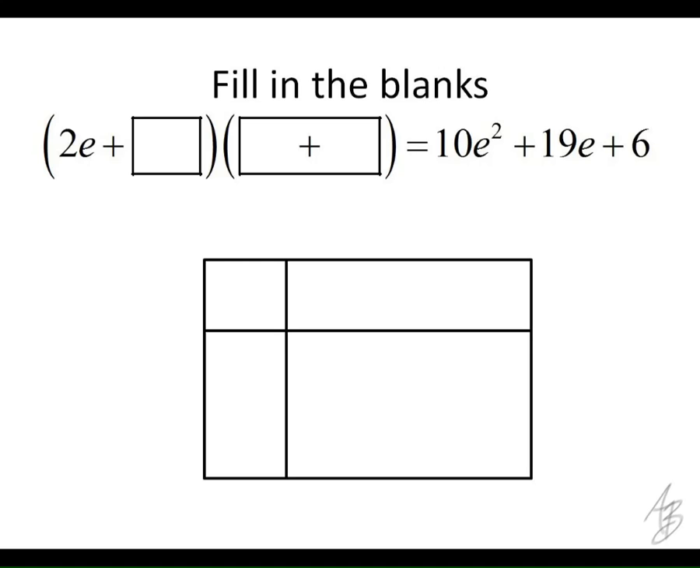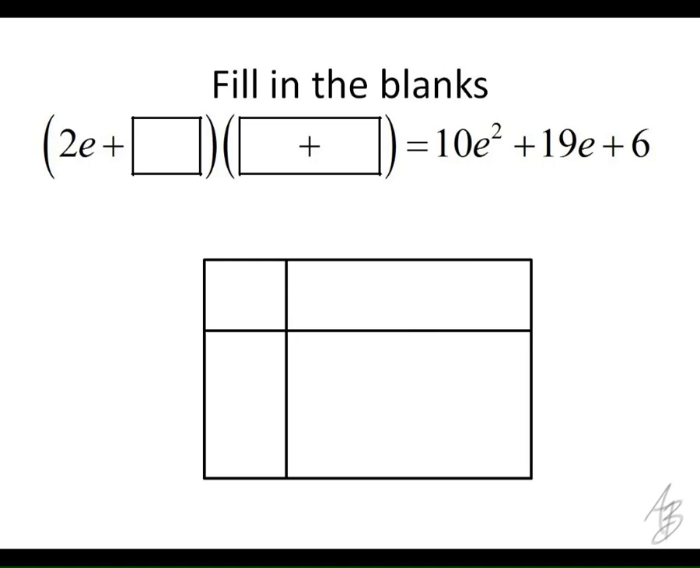Here's the problem we have here. How many rectangles are there? There's 4 rectangles. How many areas do we have right here in our answer? There's 3 of them, right? We have a 10e squared, we have a 19e, and we have a 6. So we have 4 boxes for 3 terms.